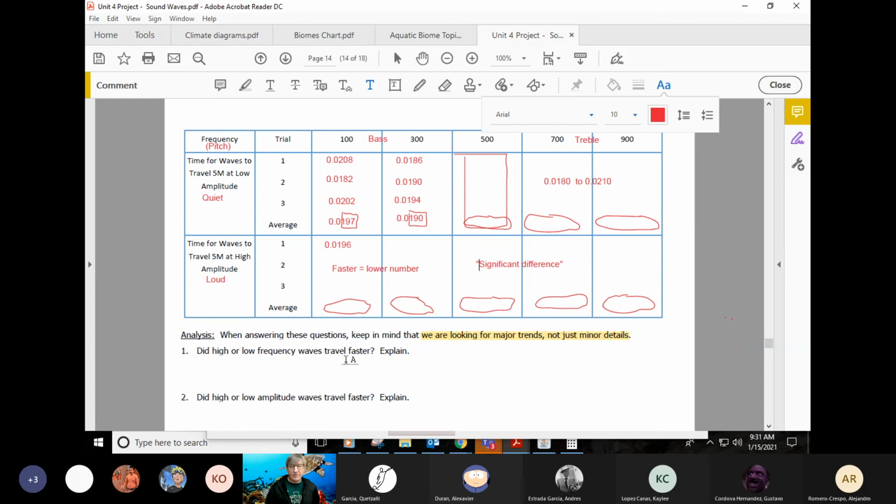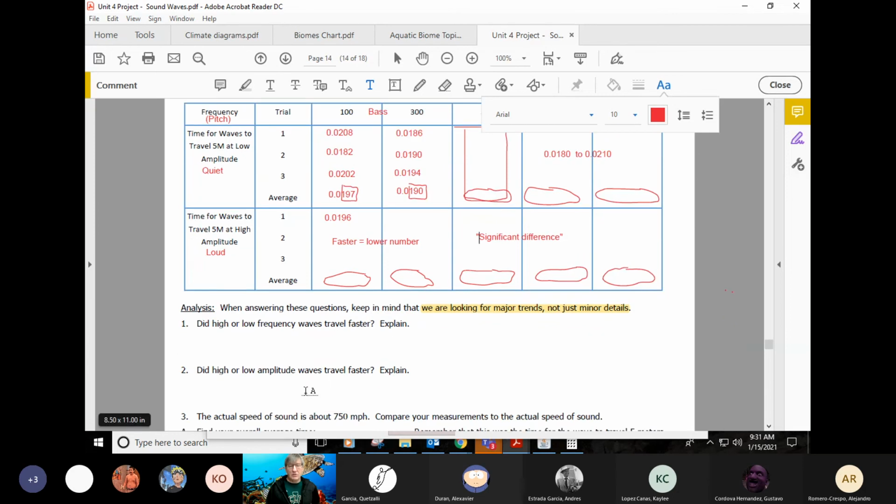So did high or low frequency waves travel faster? You're comparing across the chart, and you can do it twice. And then, did high or low amplitude waves travel faster? Now you're comparing up and down. Did we see a difference in these? And if there was a difference, was it significant? Were the loud ones always faster than the quiet ones? Or were the quiet ones always faster than the loud ones? Or was there no significant difference? Were they all about the same?